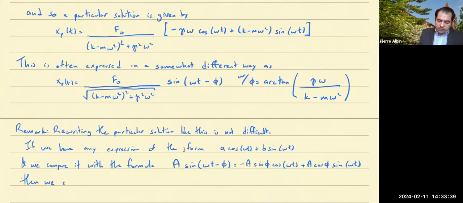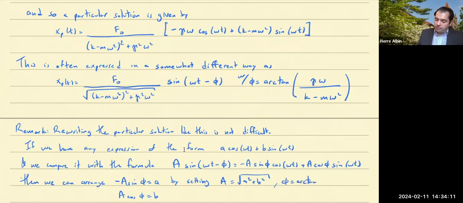Then we can arrange, right, for the coefficients to match. So you want minus A times sine phi to be equal to little a, and capital A times cosine phi to be equal to little b. And so all you need to do is take capital A to be the square root of little a squared plus little b squared, and phi to be arctan of minus a over b.